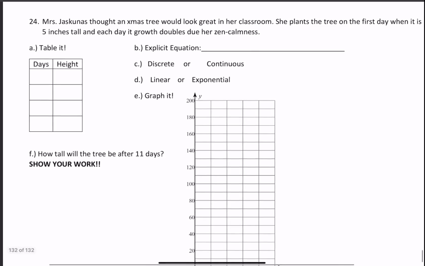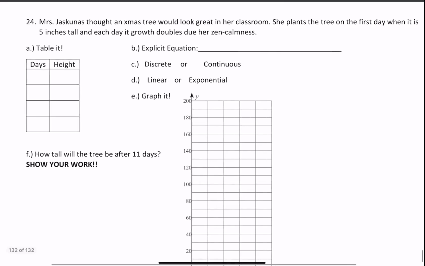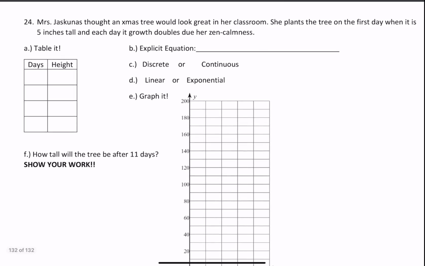All right, 24. Miss Jaskunis thought a Christmas tree would look great in her classroom. She plants the tree on the first day when it is 5 inches tall, and each day its growth doubles due to her Zen calmness. So on the first day, it's 5 inches tall, and then it doubles every day. So every day it doubles, so that means I'm timesing by 2, so we got 10, 20, 40.